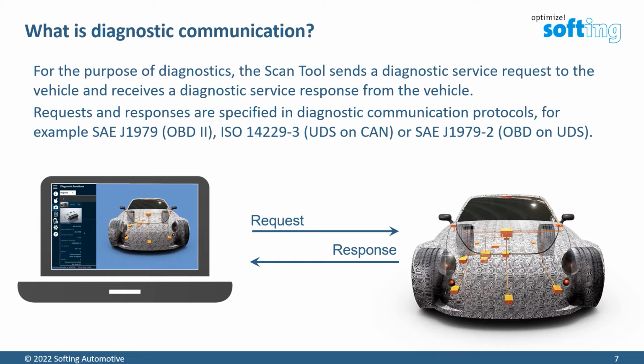For the purpose of diagnostics, the scan tool sends a diagnostic service request to the vehicle and receives a diagnostic service response from the vehicle. Requests and responses are specified in diagnostic communication protocols. For example, the SAE J1979, also known as OBD II, or ISO 14229-3, which is UDS on CAN, Unified Diagnostic Services on CAN, or the new SAE J1979-2, which is OBD on UDS and serves as a successor of SAE J1979.